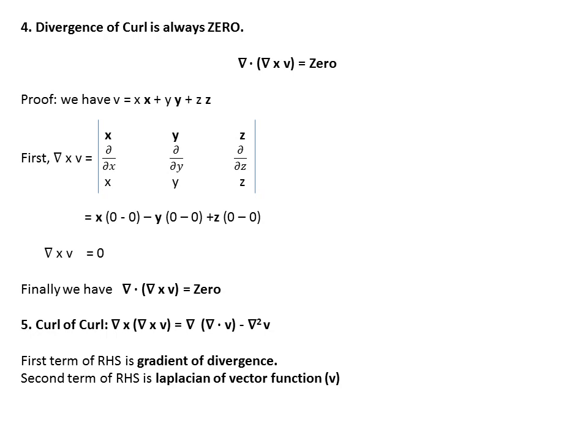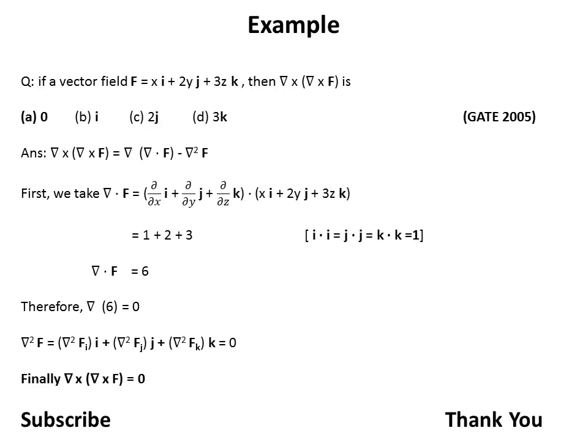Our fifth quantity, curl of curl, del cross del cross v. So here del del dot v minus del square v. Remember, del del dot v is the gradient of divergence and the last term del square v is the Laplace of vector function. Let's take an example from GATE 2005.